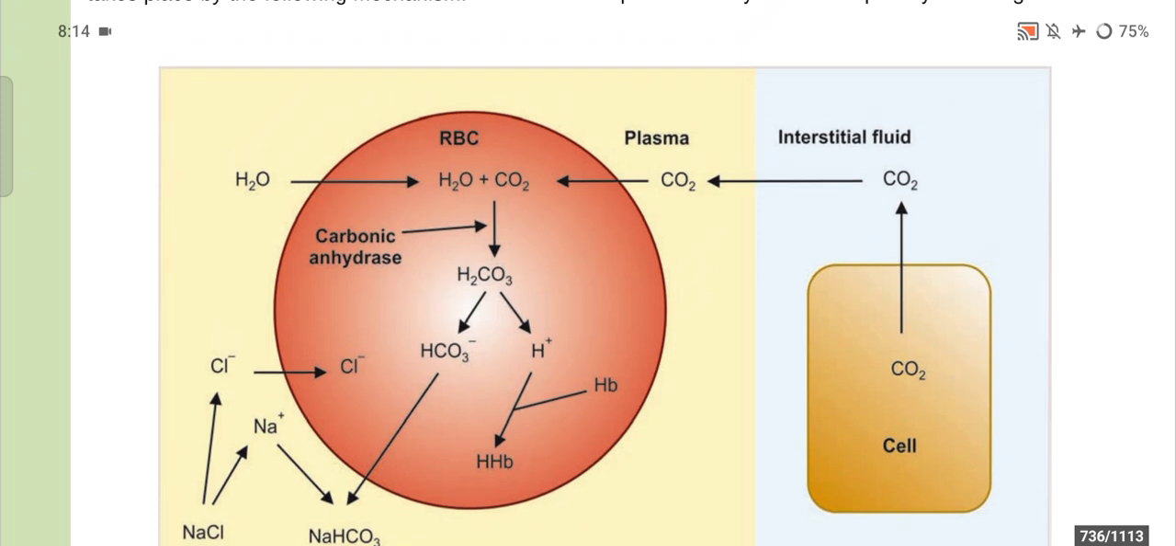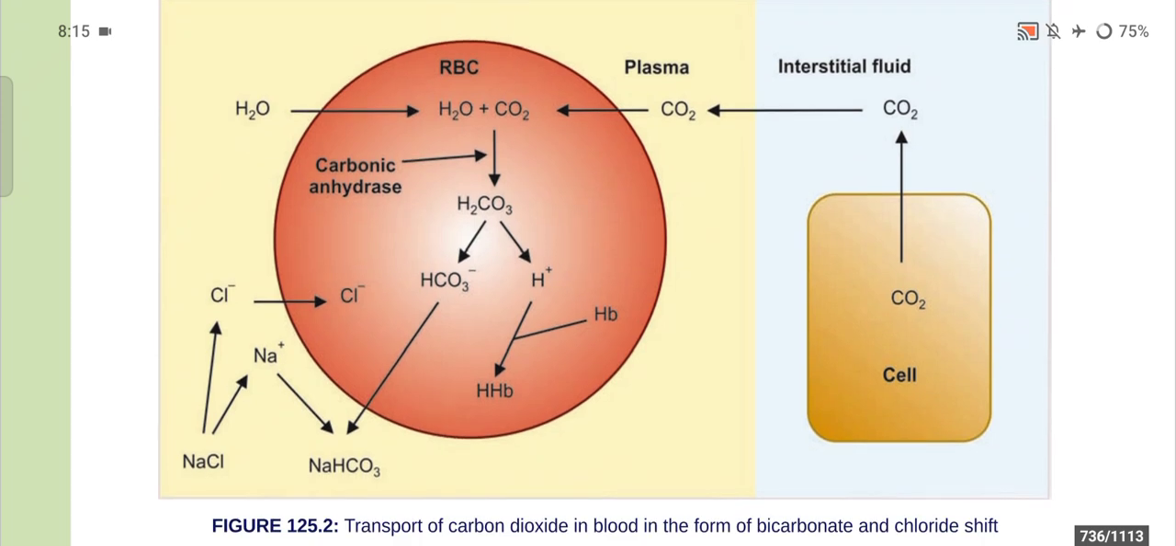Then carbon dioxide comes from interstitial fluid to plasma. Then from plasma it goes to the RBC, and with the help of water, it forms H2CO3, or carbonic acid, with the help of carbonic anhydrase. Then it dissociates into hydrogen ion and bicarbonate ion, and hemoglobin acts on the H+ ion as a buffer and neutralizes it, and the HCO3-, or bicarbonate ion, comes out of the cell.